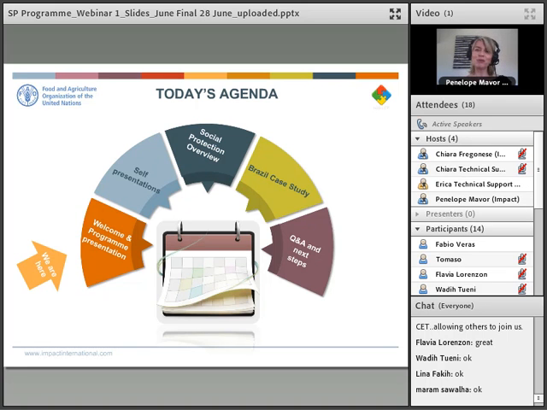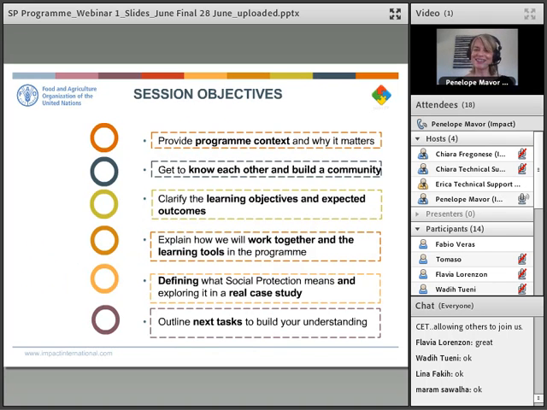In terms of today's agenda, we'll do a welcome. We'll ask you to do short presentations. We'll have Natalia Marco here from FAO HQ give a social protection overview, and we'll illustrate it with Fabio Veras on Brazil as a case study. The objectives of this session are to provide program context and why it matters. Alfredo and Flavia, who are leading this, will introduce you to the program and do the formal welcome. As I said, we'll also get to know each other and build a community, and clarify learning objectives and expected outcomes. Flavia will talk about that. Chiara will talk about how we will work together and the learning tools in the program. Natalia and Marco will define what social protection means and explore it in a real case study with Fabio. Then we'll do the outline, the next task to build your understanding.